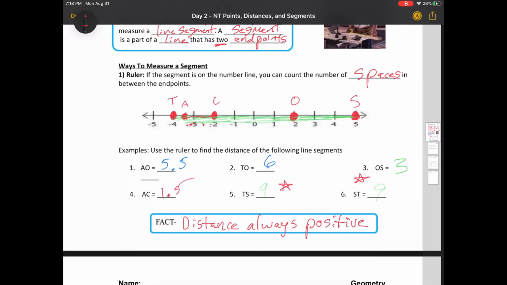So the easiest way to think about this would be driving a car. If you drive a car from your house to school, you wouldn't say you were going -2 miles. Or if you went from your house to school and then from school back, you wouldn't say you drove -2 miles back to your house. You would have driven 2 miles. So think about that example. It's always positive distance.